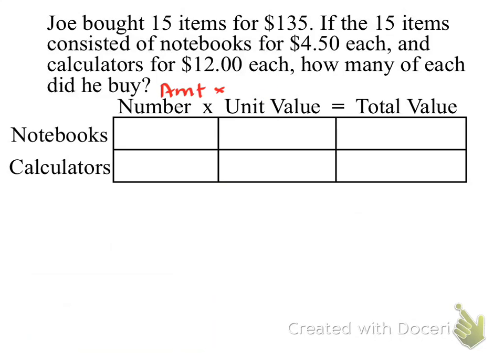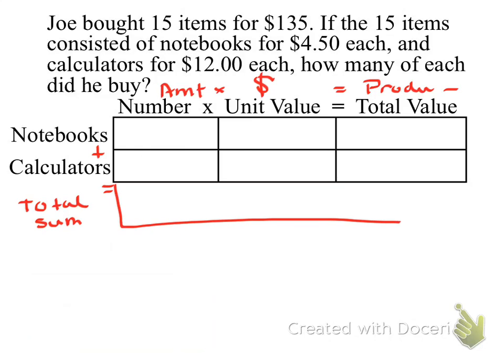Now, I'm not comparing units. I'm not comparing like milliliters or cups. I'm comparing dollars. Now, we multiply going across and we get a product. We add going up and down and we get a total or a sum. Remember I said we're going to do 3?